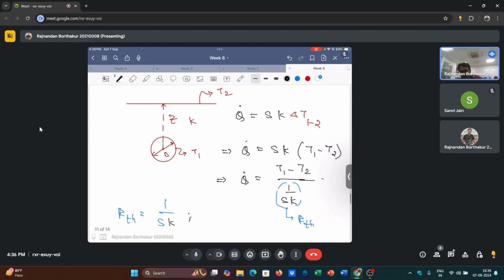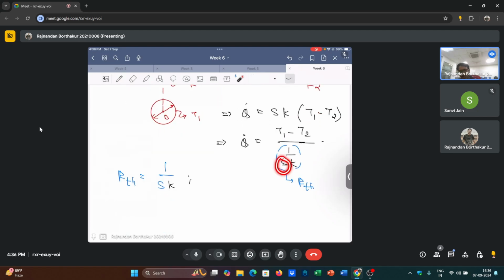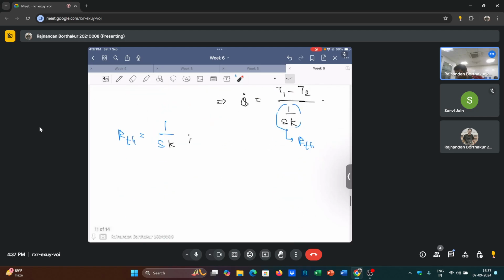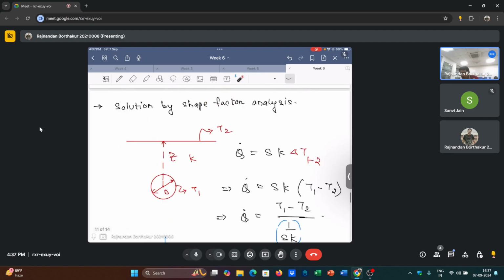Now, the whole idea is finding the expression of S. In your theory classes, you have already seen that this expression of S depends on the geometry. If there is a sphere submerged in a semi-infinite solid, then the expression for S comes out to be 2 pi times the diameter divided by (1 minus d by 4z). So this is what the expression of S looks like. Remember, this is for this particular configuration.